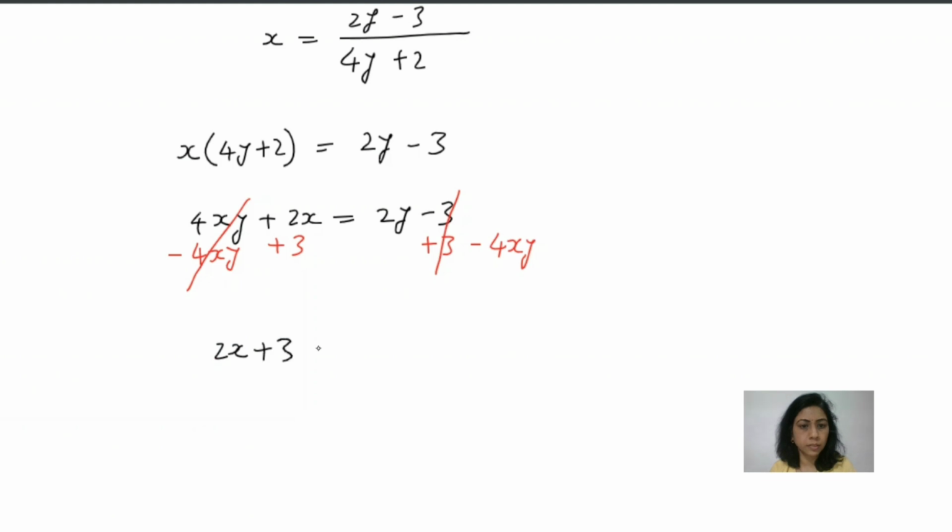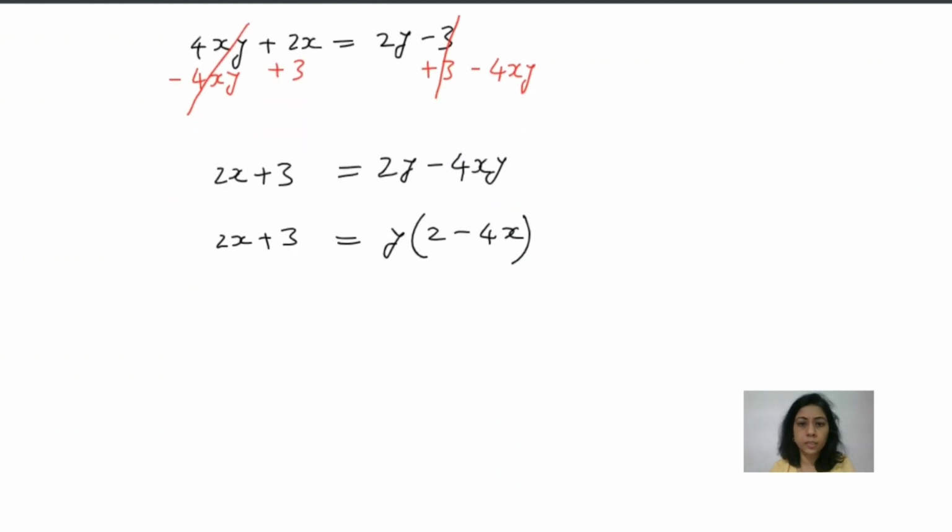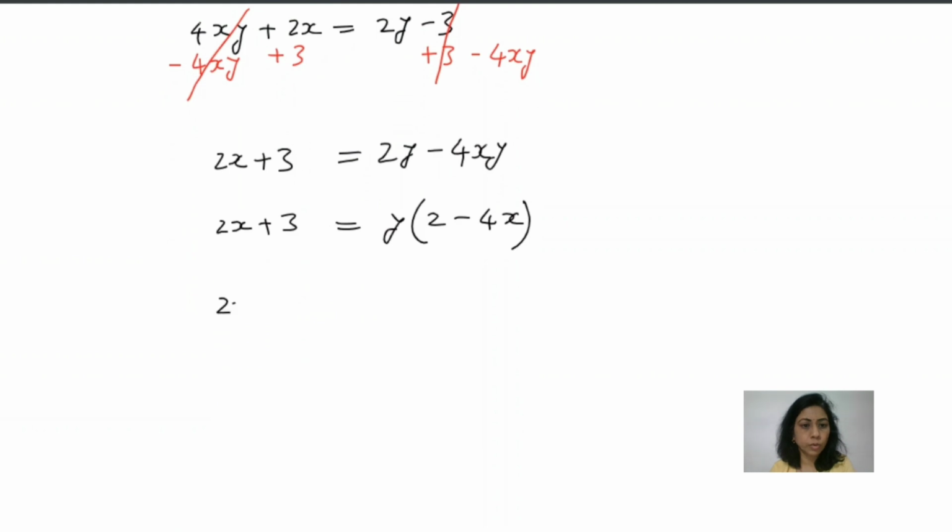2x + 3 = 2y - 4xy. Here we can take y common, so this is y times (2 - 4x), and now we can easily solve for y. So 2x + 3, and this is multiplied with y, so on the other side divide by (2 - 4x): this is equal to y.